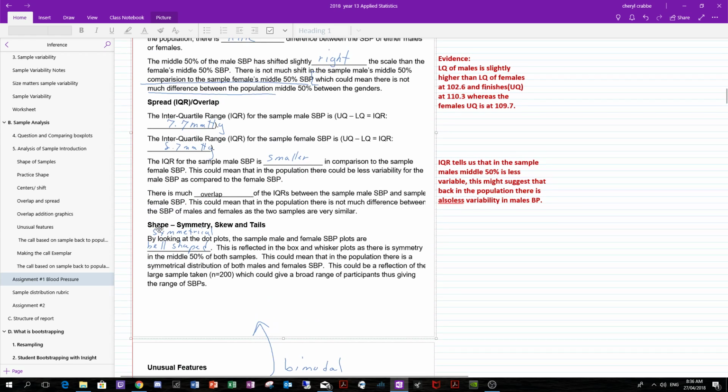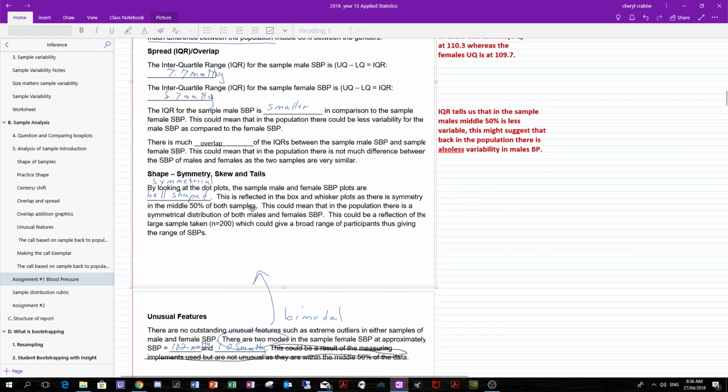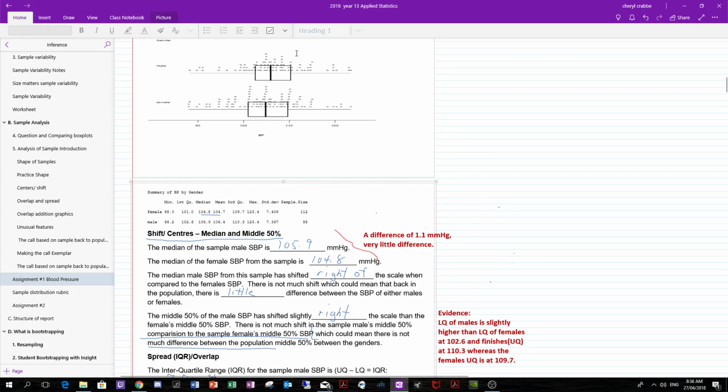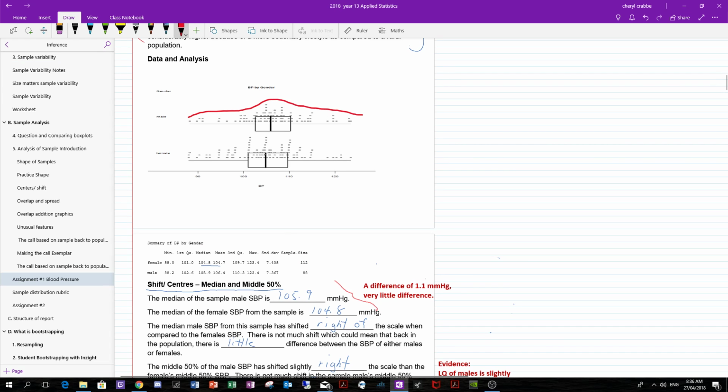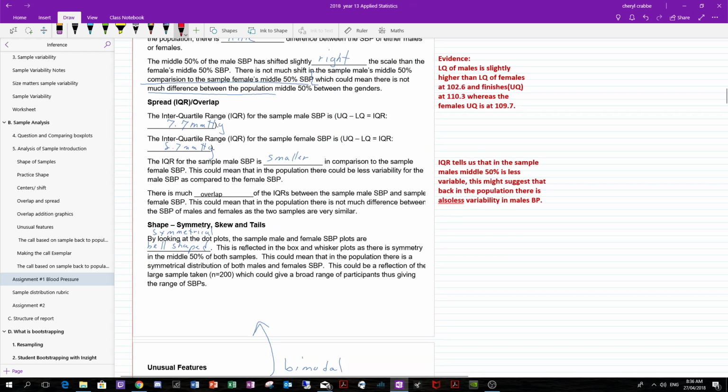We're also then going to talk about shape and symmetry. So shape's a bit arbitrary. You kind of have to look at the dot plot to get a shape, and sometimes it's useful to do a little bit of a flowy thing to see what the shape of things are, and they're fairly bell-shaped. You've got bimodal here, you've got two modes, reasonably symmetrical, and that's indicated because the medians are both in the middle. And so we say that by looking at the dot plots, the sample male dots are bell-shaped. This is reflected in the box plot, so there is symmetry. This could mean that in the population, there's a symmetrical distribution and so on.